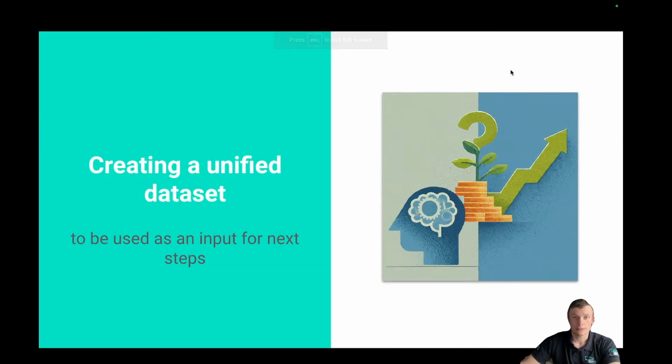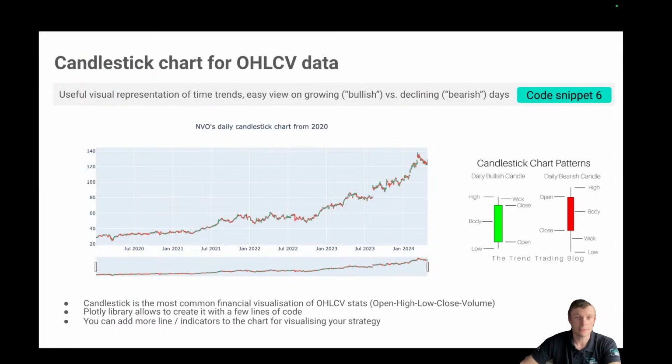So now let's move to the next topic, how you can create a unified data set. But before we go to the merging steps of different unrelated or related time series, let's look again at our main daily stats data. Same company, NVO, and you might have seen that oftentimes in financial news or websites there is one type of chart that is shown always.